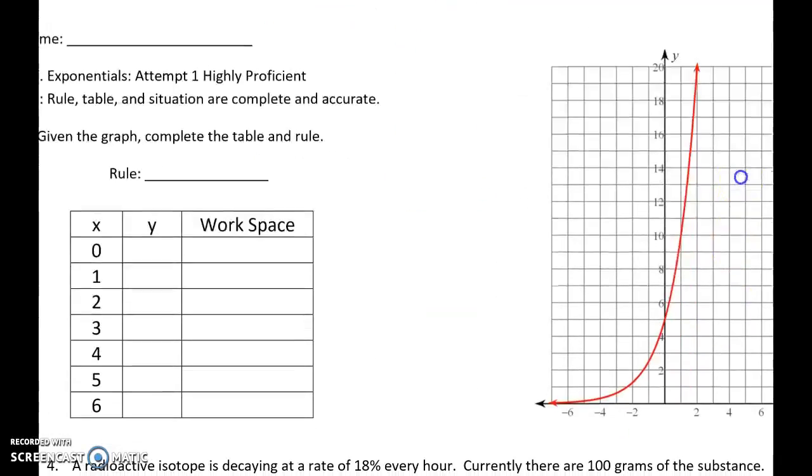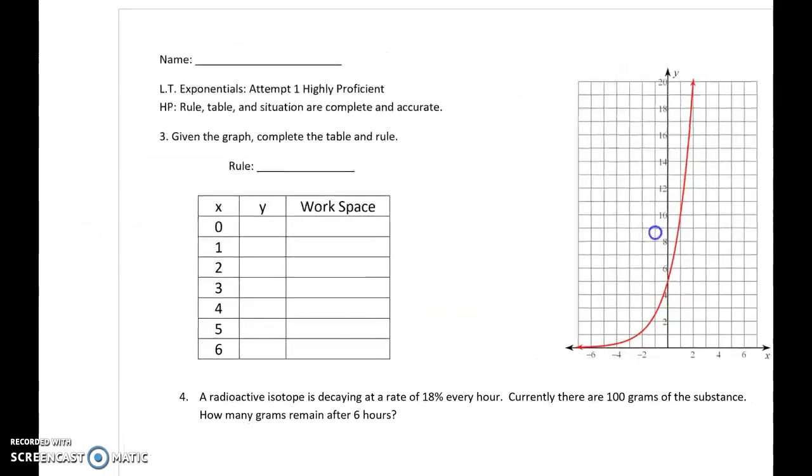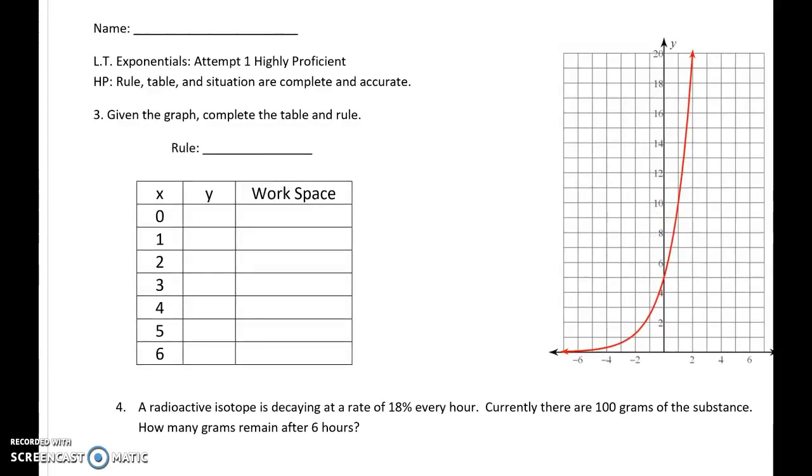All right, on this next page, this was the HP problem. We're given the graph and we're trying to find the rule from the graph. So first off, we'd have to actually fill in some of these values in our table. Looks like our starting value is 5. The next value, it looks like, would be 10. And it looks like at 2, it's 20. So let's see if we can figure this out.